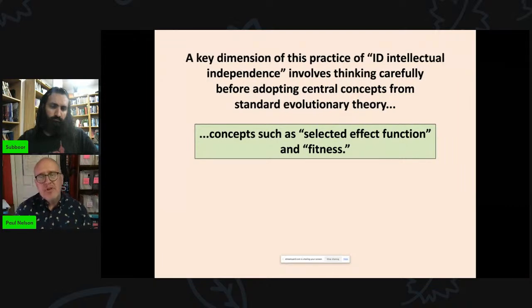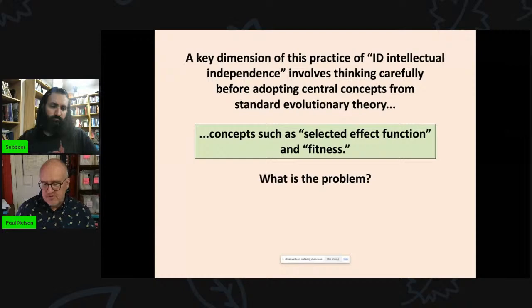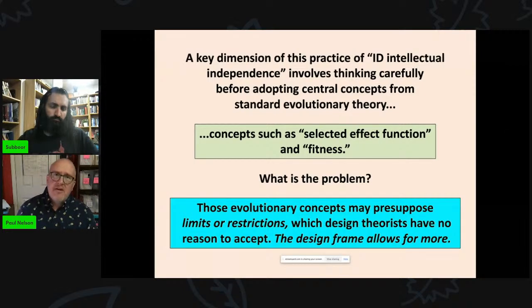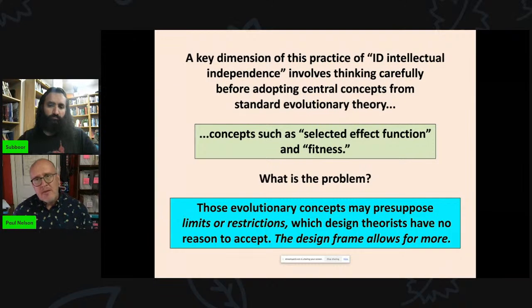Analogously, not every concept in evolutionary theory in the current formulation is going to be useful to an intelligent design theorist. The problem is these concepts, these problematic concepts, may presuppose limits or restrictions, which as a design theorist, we have no reason to accept, because our framework of explanation allows for much more. So in this presentation, I'm going to focus on these two concepts, selected effect function and fitness.